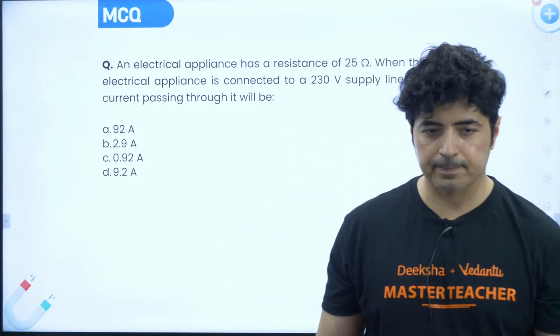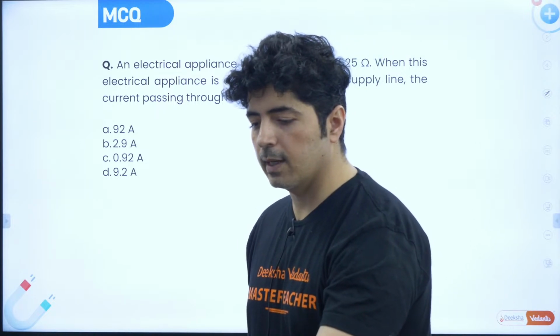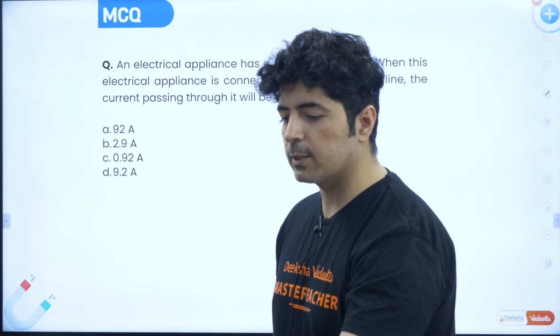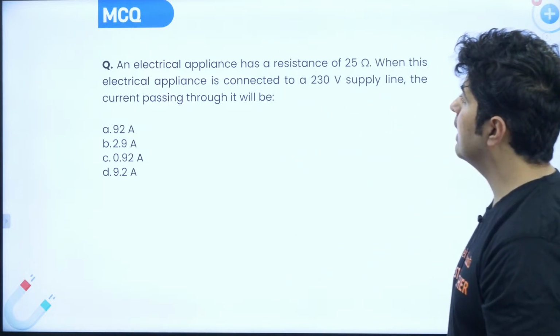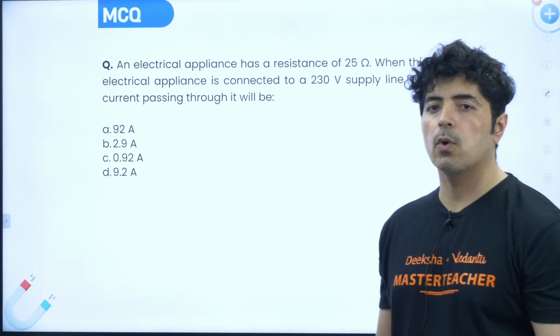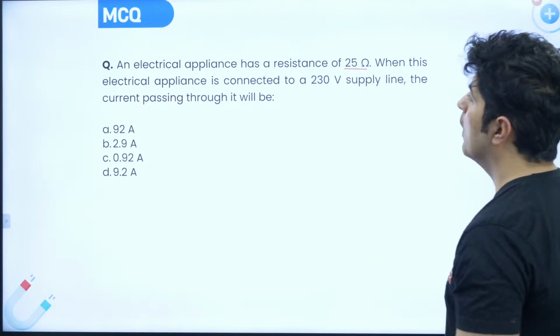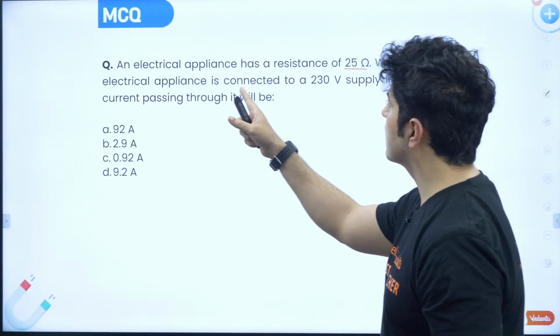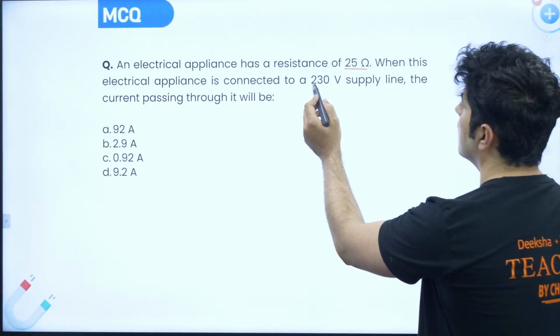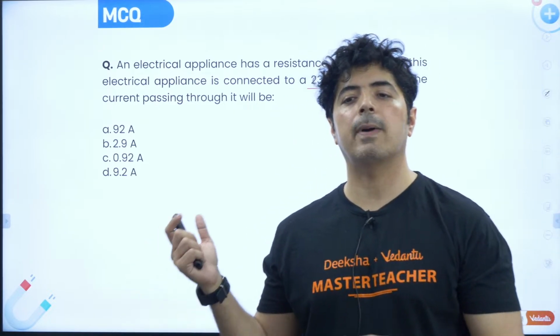The next problem says, an electrical appliance has a resistance of 25 ohm. You see, resistance is given to us. When this electrical appliance is connected to a 230 volt supply line, the current passes through. Again, this is a past year problem, guys.